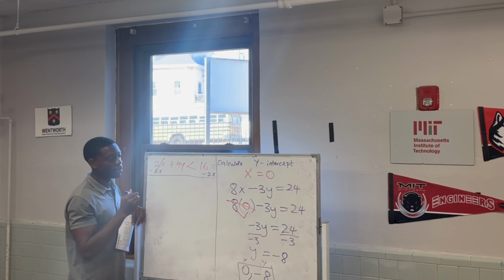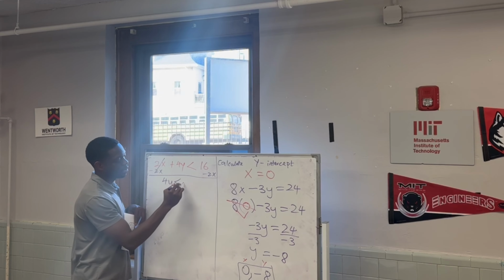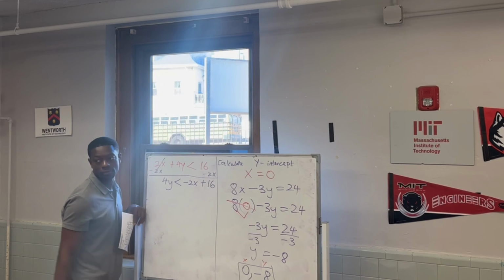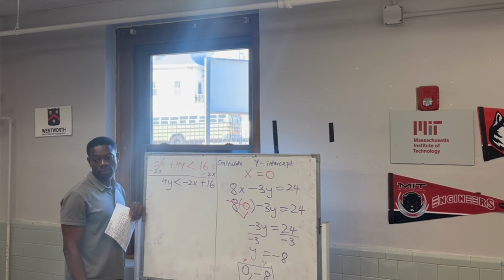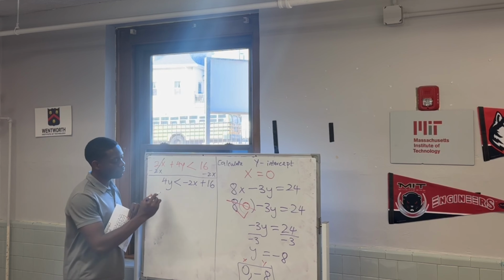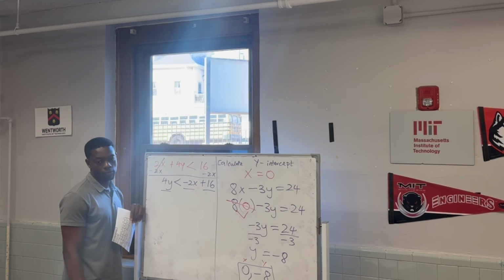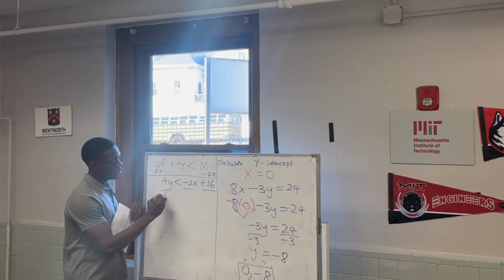I have 4y, I have my less than sign, I have my negative 2x, and I have plus 16. Got it? Right? Olivia, what do I divide by? Somebody else, what do I divide by? 4. Oh, yes, 4.